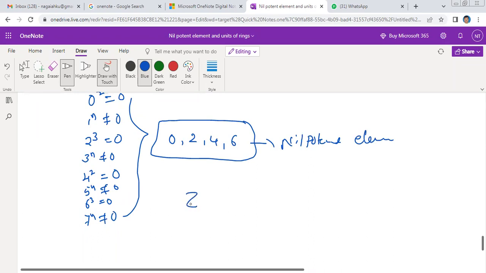Now what about Z8? Z8 is not an integral domain. But if it were an integral domain, how many nilpotent elements? Only one, that is zero. Here we got 4. So the statement we can make is: converse of the above statement need not be true.